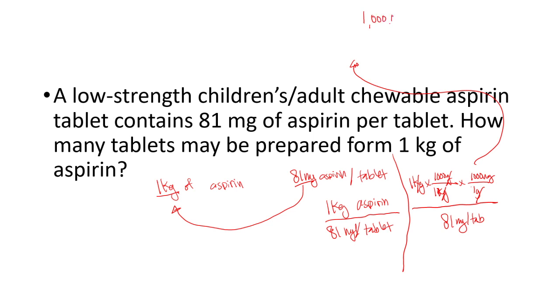1 million milligrams over 81 milligrams per tablet. Now you have to cancel the milligrams out. What you will have is 1 million divided by 81. You have 12,345. Please take note, we use a whole number since we talk about a discrete unit, tablets.